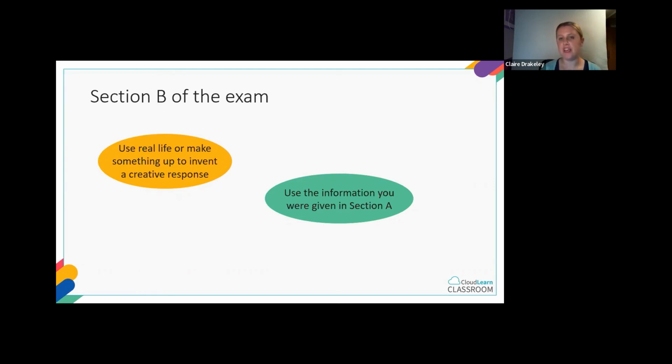So yeah, even if you had never travelled abroad at all, the information they give you in section A is enough that you can go through and pull out the answers and write the letter as if you had.